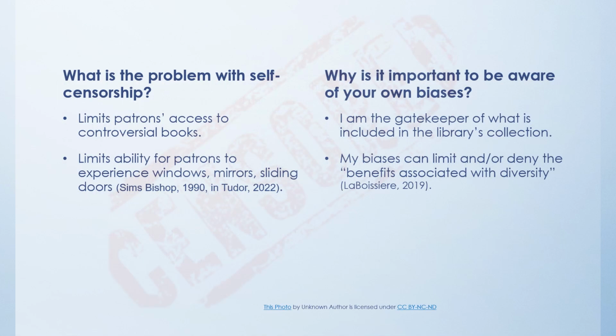So what's the problem with self-censorship? It limits patrons' access to controversial books, and it limits the ability for patrons to experience windows, mirrors, and sliding doors. Why is it important to be aware of your own biases? Well, for me, I am the gatekeeper of what is included in the library's collection. My biases can limit and or deny the benefits associated with diversity.